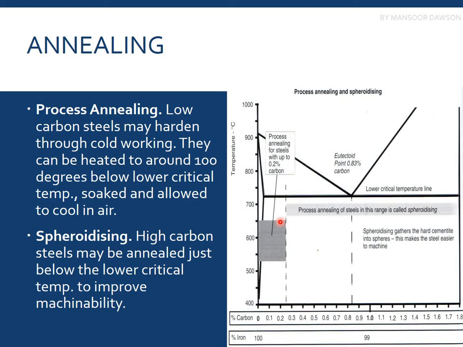For spheroidizing, high carbon steels may be annealed just below the lower critical line to improve the machinability. You know that the percentage of carbon always increases the strength of the material, and increases the hardness as well. So in a high carbon steel, we again heat the material to just below the lower critical temperature in order to improve the machinability. Otherwise our material would be so hard that it will break down while machining, or it might crack.